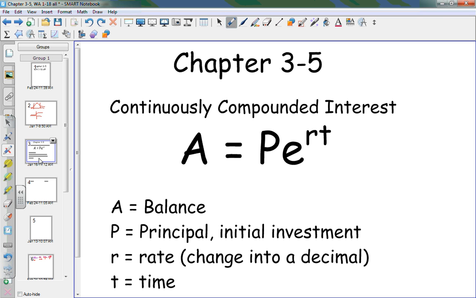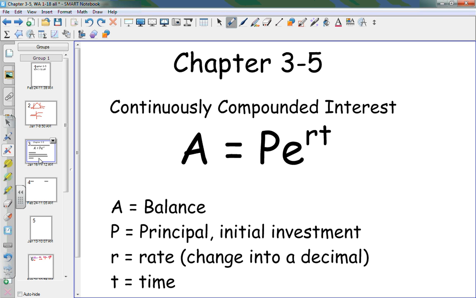Do we understand that, yes or no? Today we're doing all continuously compounded, which means we're using nothing but the PERT formula. Now, A is your balance. P is how much money you invested. We already know this. E is a normal number. It's irrational, though, which is why it's kind of funky. R is going to be your rate.